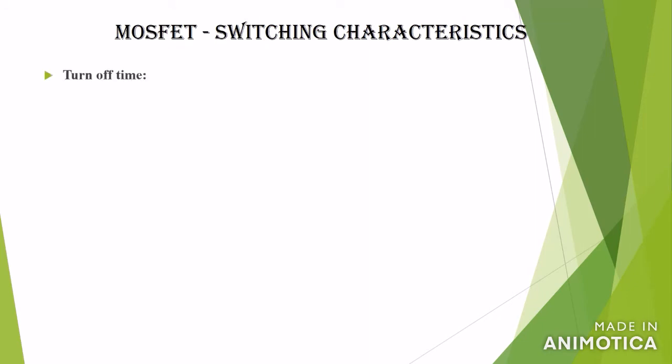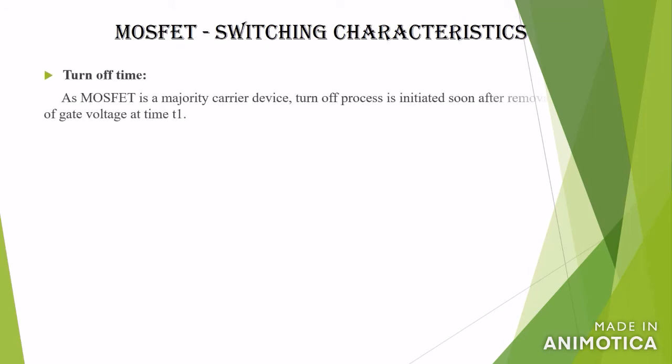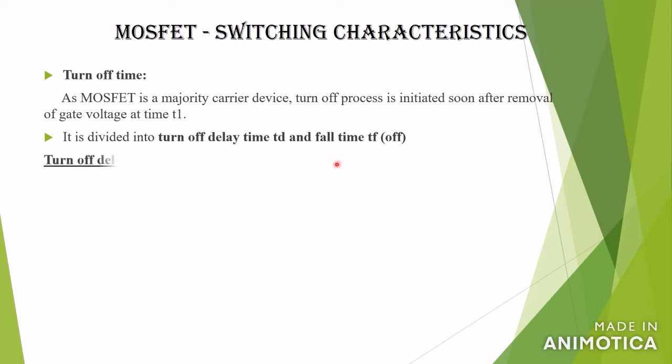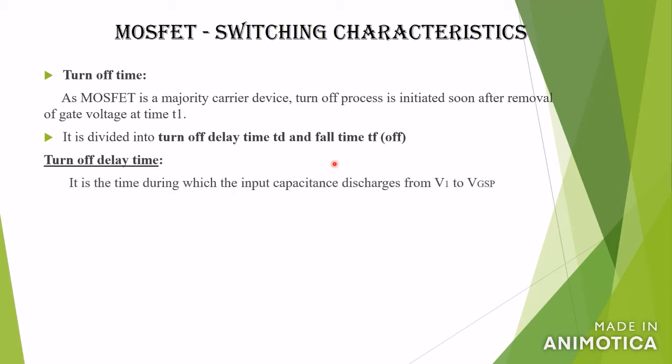Next we'll see turn off time. The MOSFET will be turned off when the gate voltage is removed. Let us consider that at time t1 this gate voltage is removed. This turn off time is also divided into turn off delay time TDF and fall time TF. First we'll see turn off delay time. This is the time during which the input capacitance discharges from V1 to VGSP.